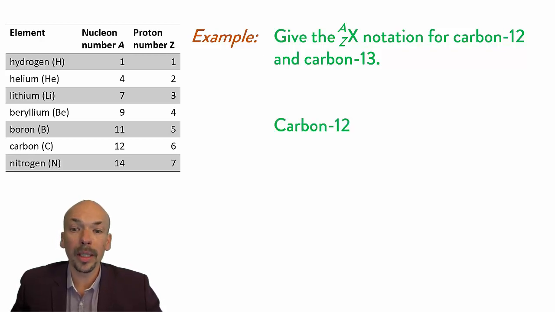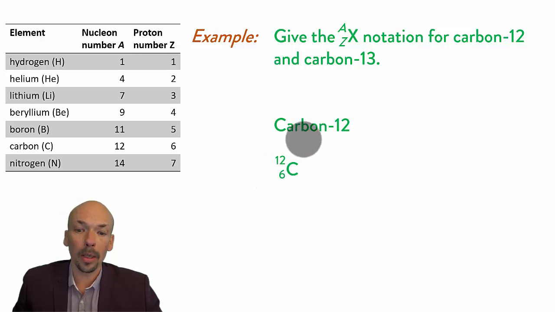We will start with carbon-12. Carbon-12 has a mass number of 12, so we will write the capital A here, the 12. Then we can see that carbon has a symbol of C, so we will write down C. And we can see that the proton number Z is 6, so we write down 6. So this is the correct notation of carbon-12.